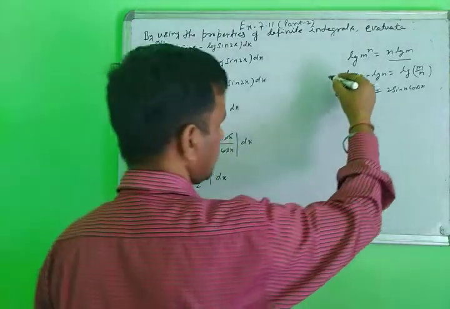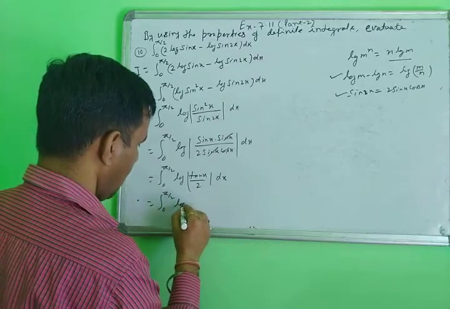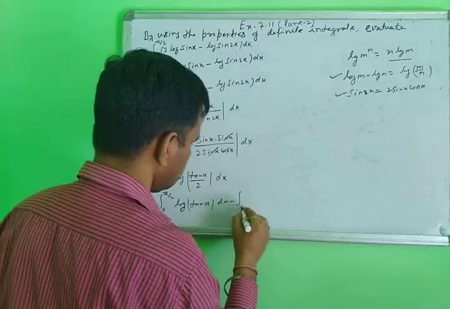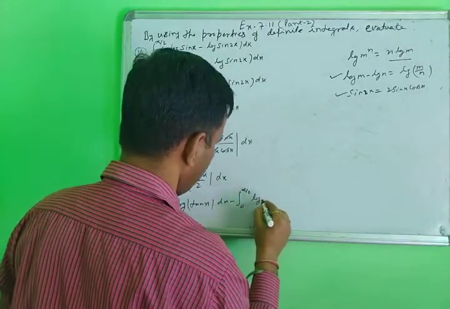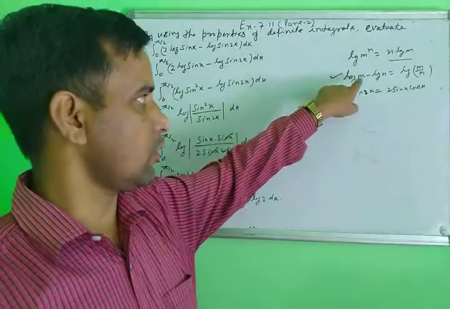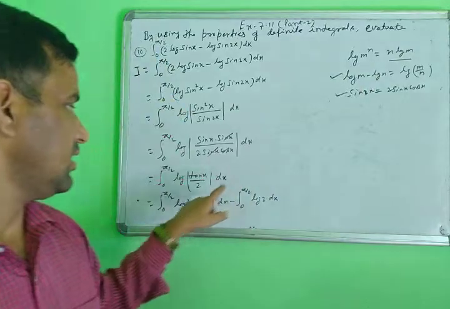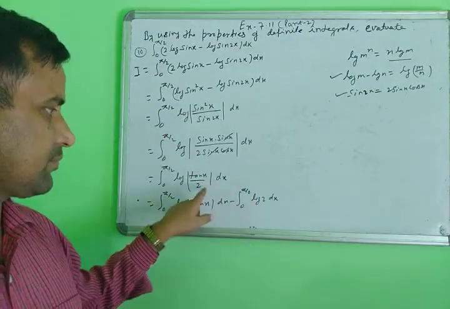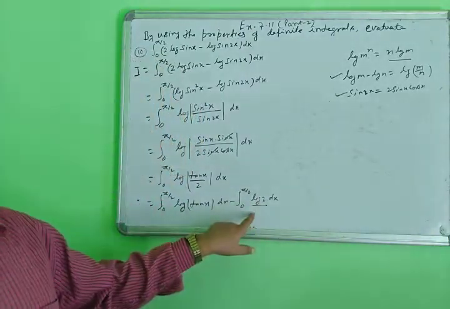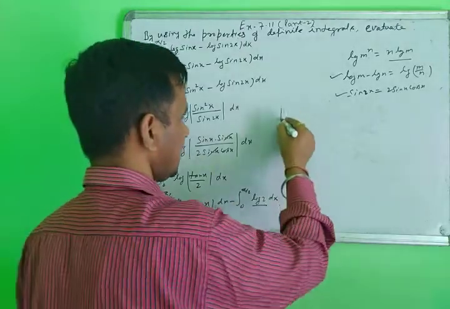After that, using the second property again, we get the integral from 0 to pi by 2 of log tan x dx minus the integral from 0 to pi by 2 of log 2 dx. Again using the second property, log m upon n converts to log m minus log n. Here log 2 is a constant, not log x. Then you integrate it.